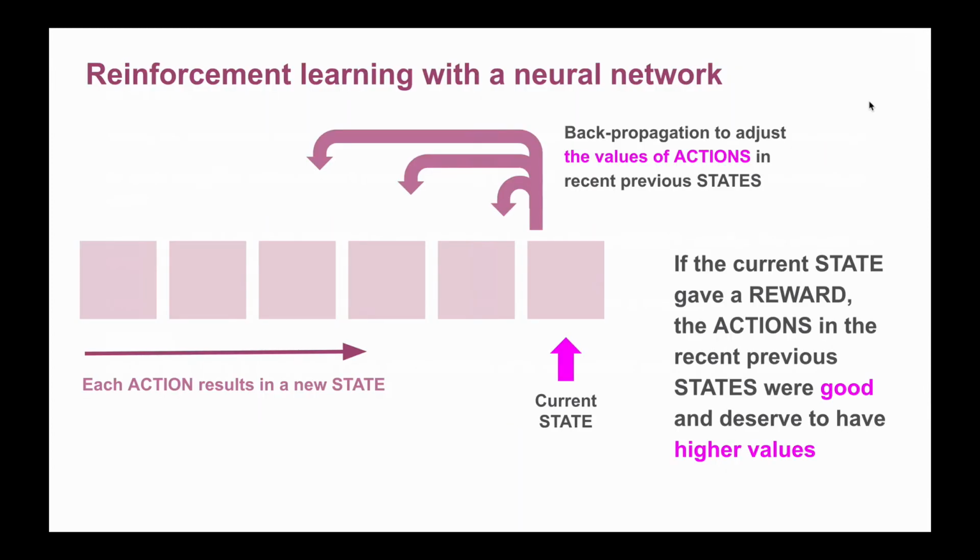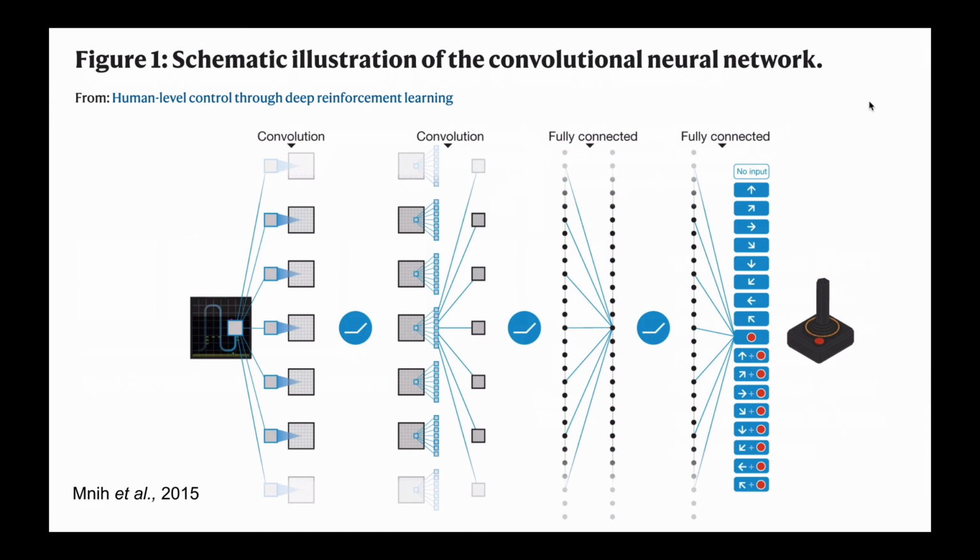So here's the difference between using a Q table for reinforcement learning and using a neural network. At each step, the neural network looks back at a small number of previous states. It can then adjust the values for the actions taken in those states based on the success or lack of it in the current state. Obviously, when the current state got a reward, this adjustment is really important. And just for fun, here is DeepMind's own representation of its network that learned to play the Atari games.